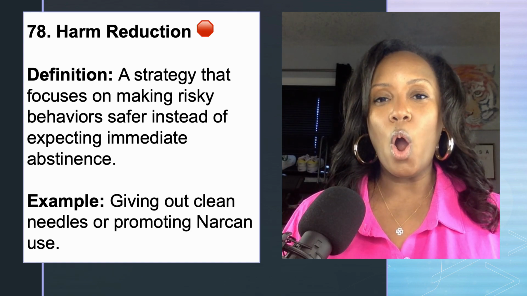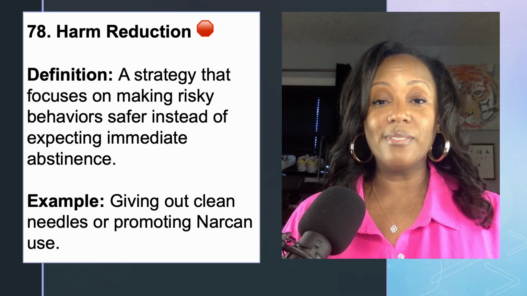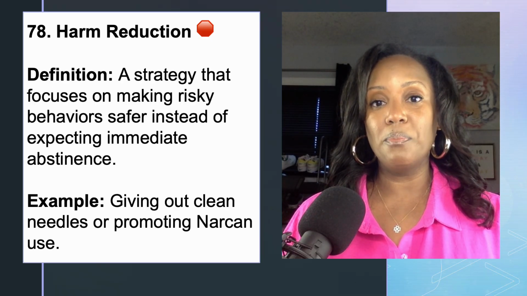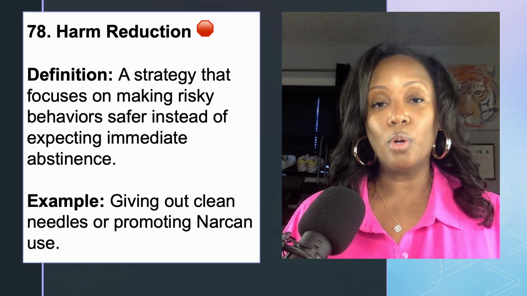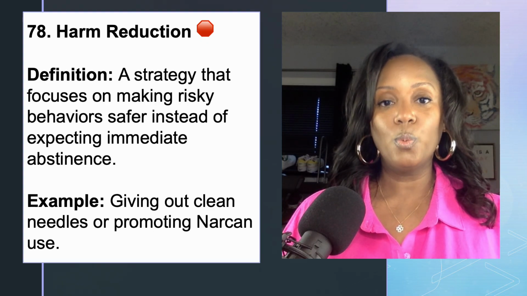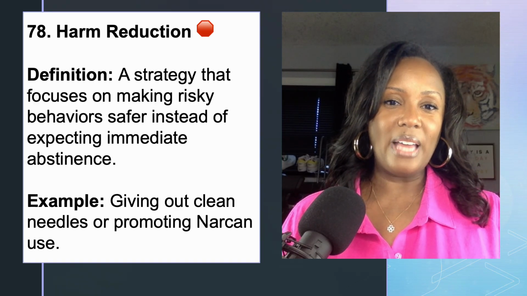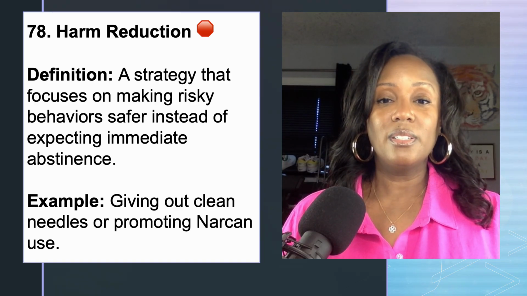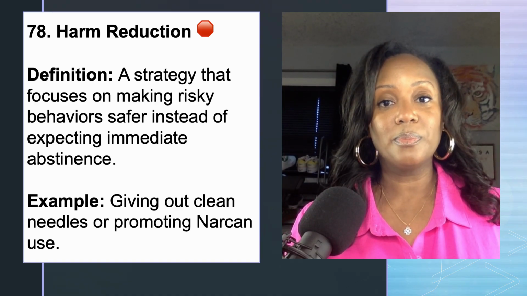Term 78 is harm reduction. This is a strategy that focuses on making risky behavior safer instead of expecting immediate abstinence. An example would be giving out clean needles or promoting Narcan use. We don't always start at zero use. Sometimes safer use saves lives. Harm reduction is meant to be a judge-free approach that respects the client's pace.